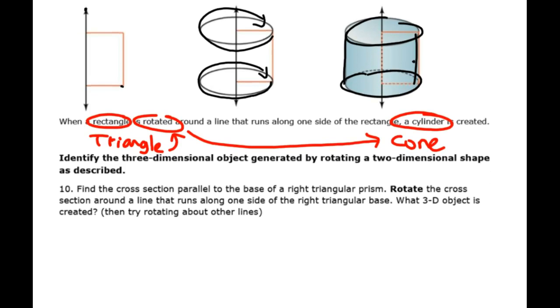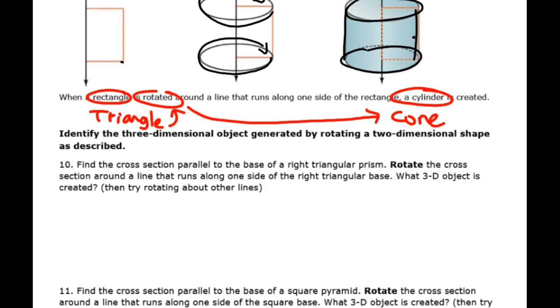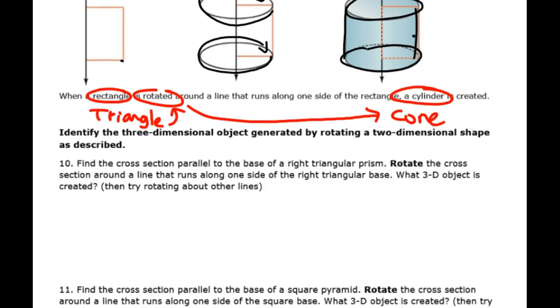All right, so with that information, we're going to answer these last three. Each of these problems has 2 parts. You need to tell me the cross section and then what happens when you rotate it. Okay, so number 10. Find the cross section parallel to the base. So key words here. Cross section, is it vertical or not? Nah, because it says parallel to the base. What did we say about parallel to the base?